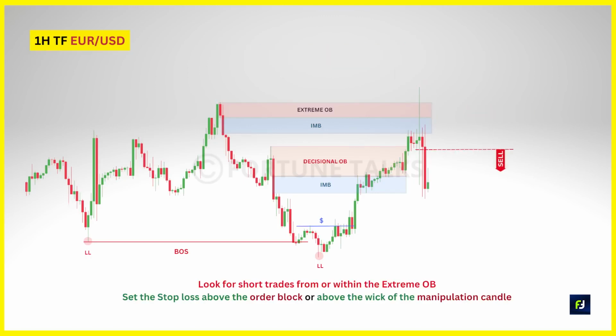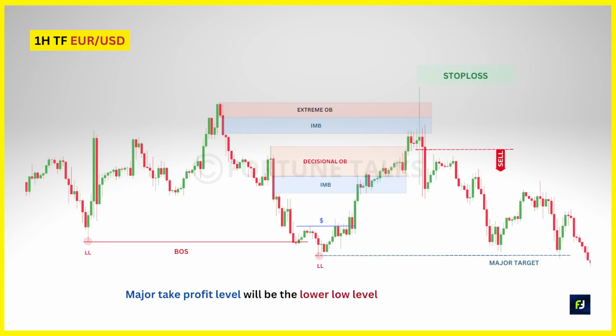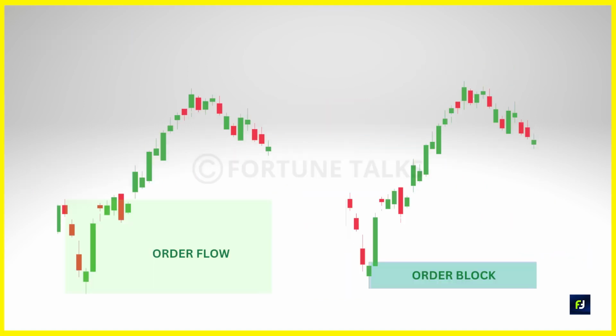The traders can look for short trades from within the order block, and they can set the stop loss above the order block, or they can even place the stop loss above the wick of the manipulation candle. This is a good location to sell because we are shorting at a premium valuation. All the previous minor lows are potential target levels, but the major take profit level will be a previous lower low level. So that is all you need to know about order blocks and order flows.